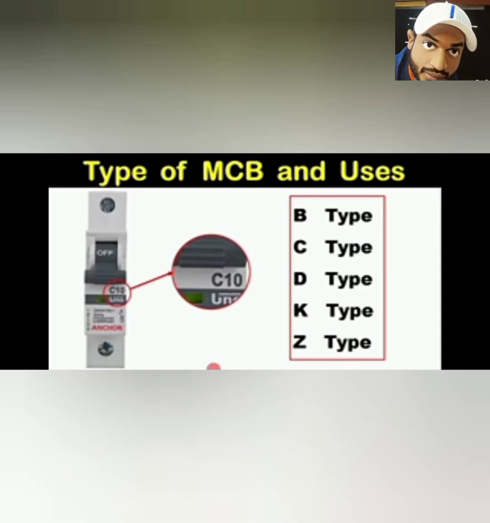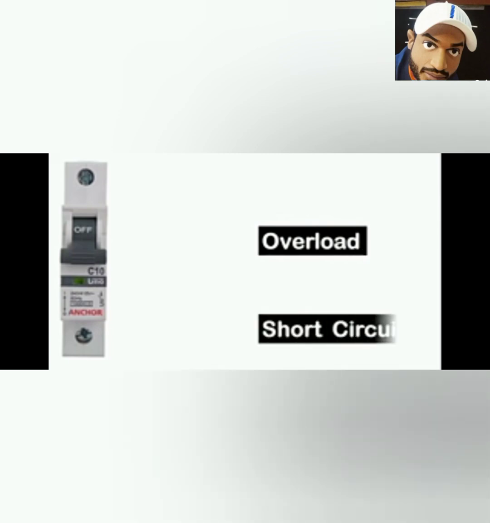Today in this video, we are going to learn about the MCB we use, how many types of MCB there are, and where we use a particular type of MCB. Friends, the MCB we use provides us two types of protection. First is overload and second is short circuit. On this MCB, you can find the overload rating as well as the short circuit rating.